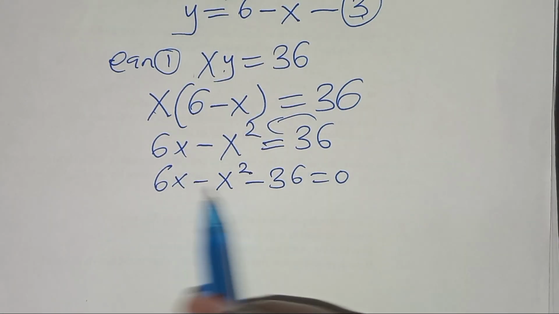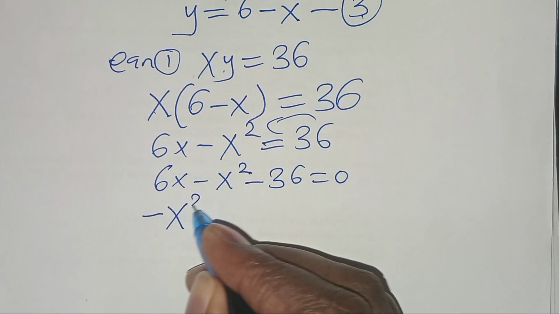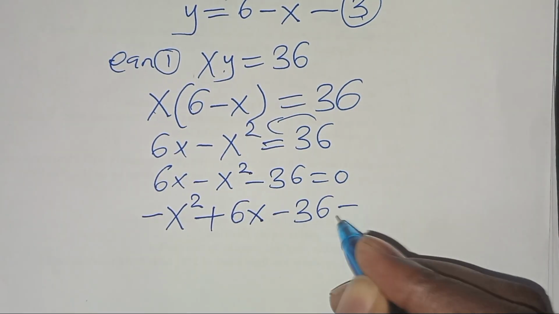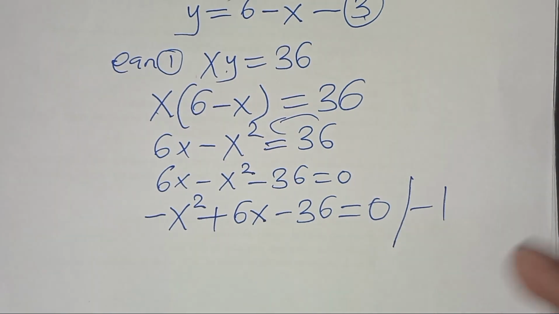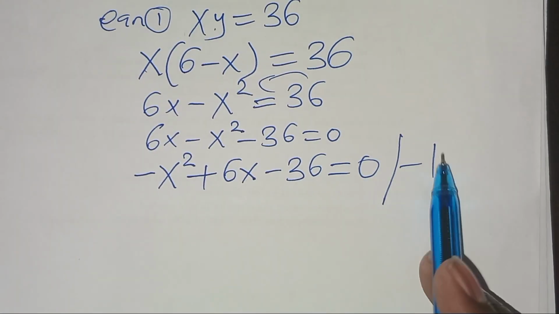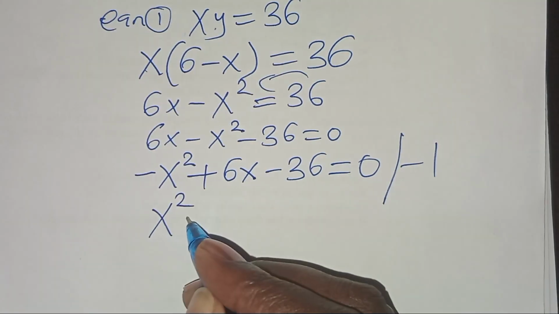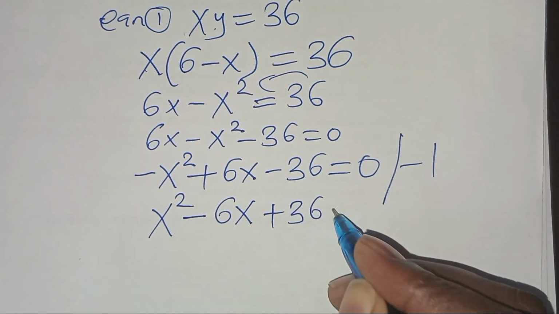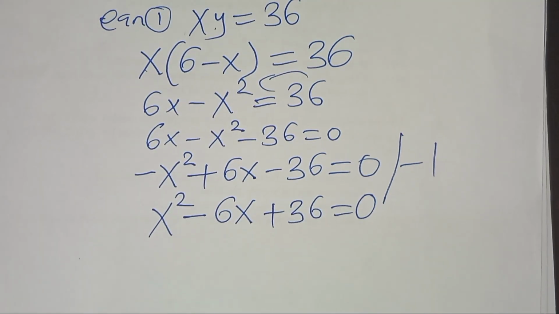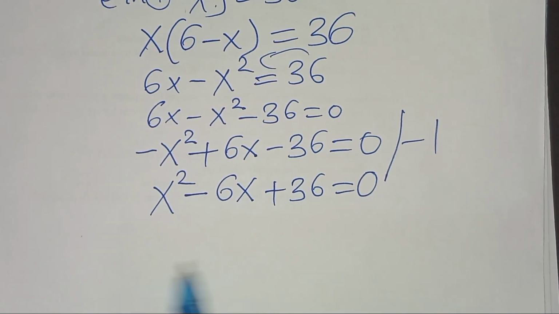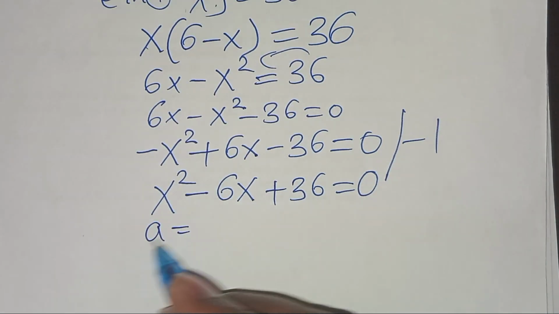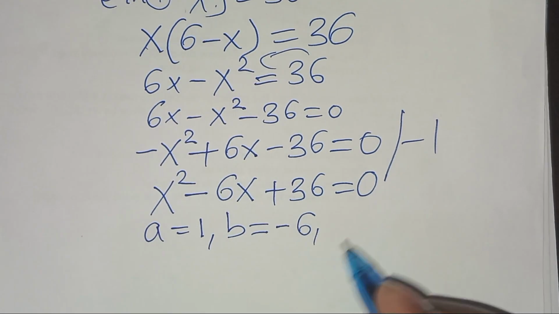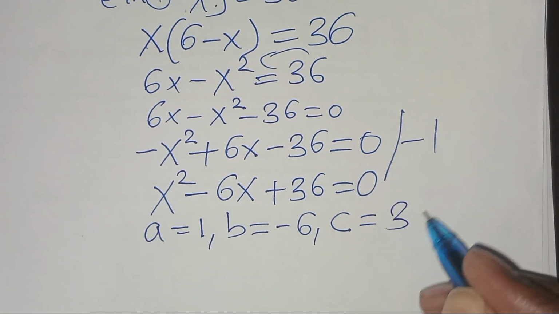Now, we can rearrange the equation. We'll have negative x to power 2 plus 6x subtract 36, equal to 0. Now let's multiply both sides by negative 1. So multiplying by negative 1, we'll have x to power 2, subtract 6x plus 36, equal to 0. So this is a quadratic equation with coefficient of x squared, which is a, equal to 1, b equal to negative 6, and c equal to 36.